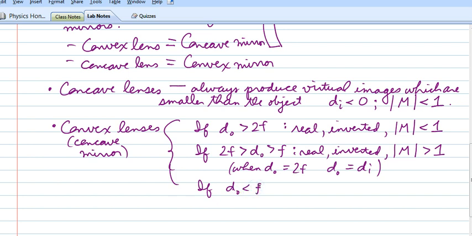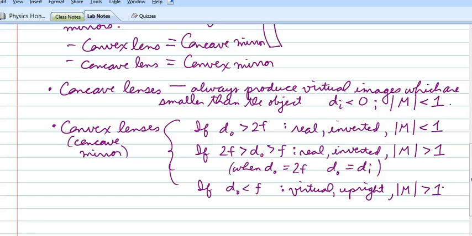And then finally, the third thing is that if do is less than f, so if we're inside of the focus, then we're going to be talking about a virtual, upright, and enlarged image. Okay, so this is the same again as a concave mirror, and so if you have any questions about how those work, you should go back and review.